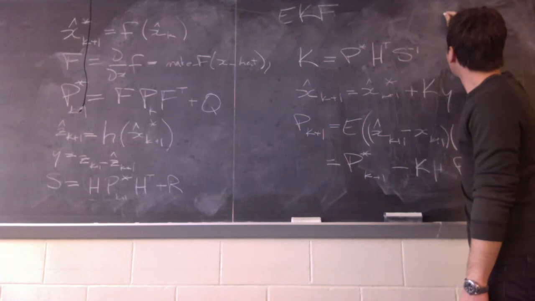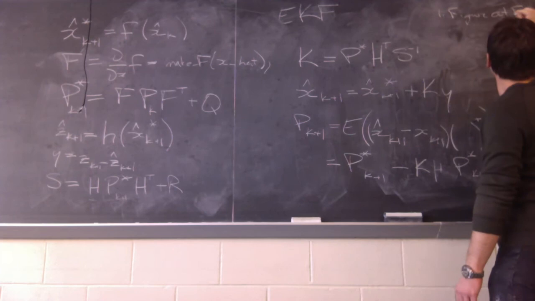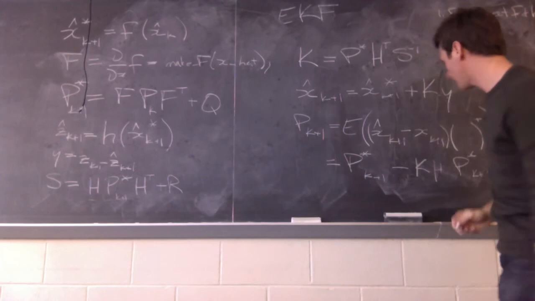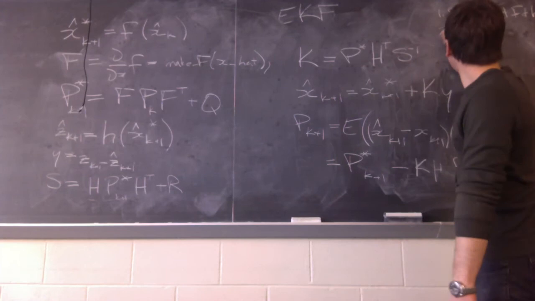One, figure out your system. F and H. That's a little F. They can't see that at all. One, figure out F and H. Okay. Two, sit down and partially differentiate F and H symbolically.